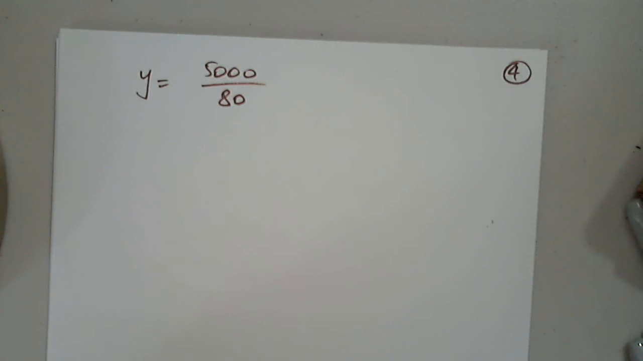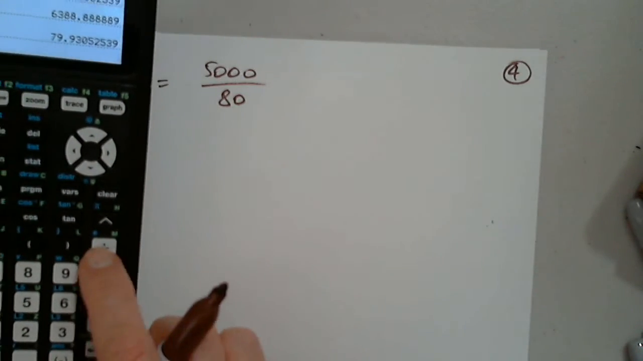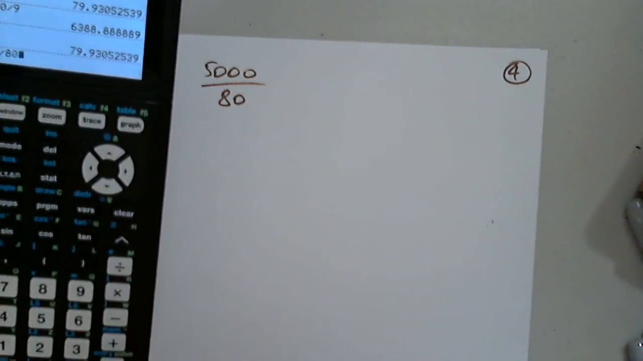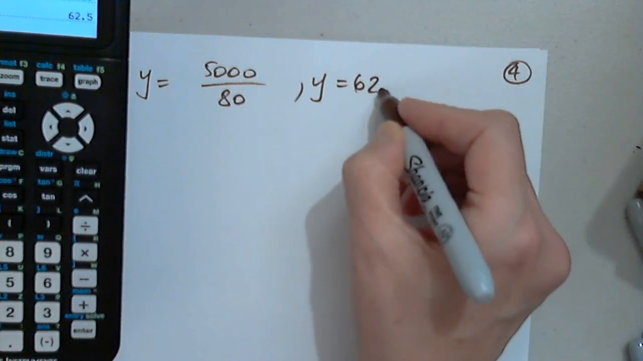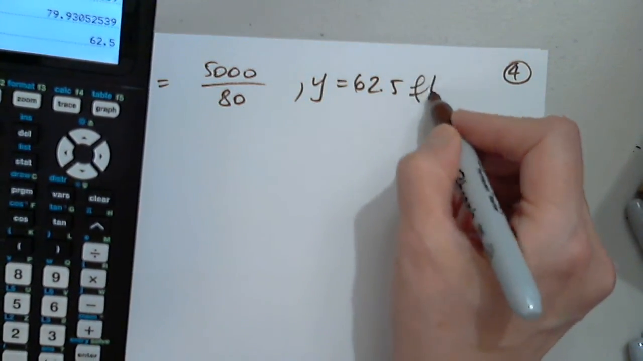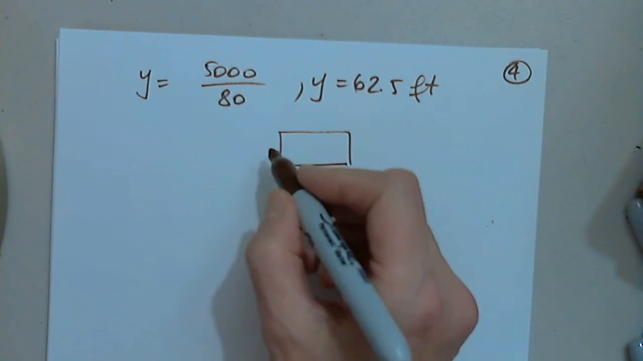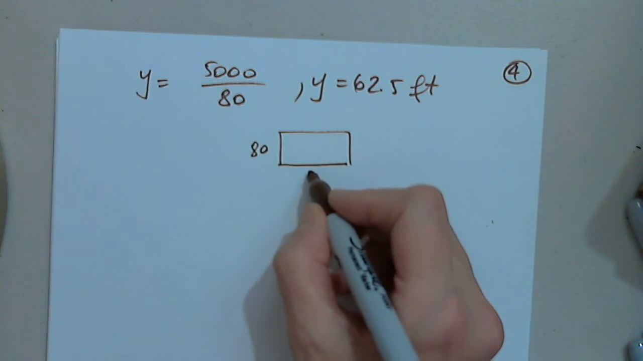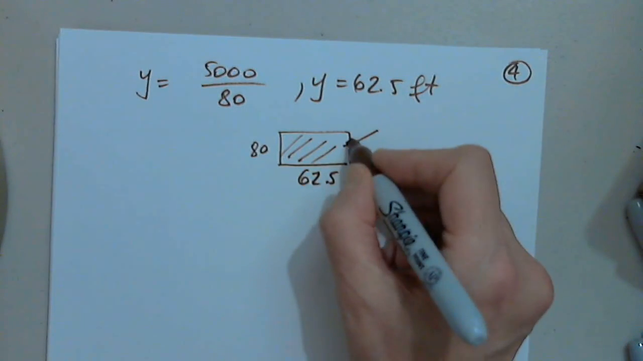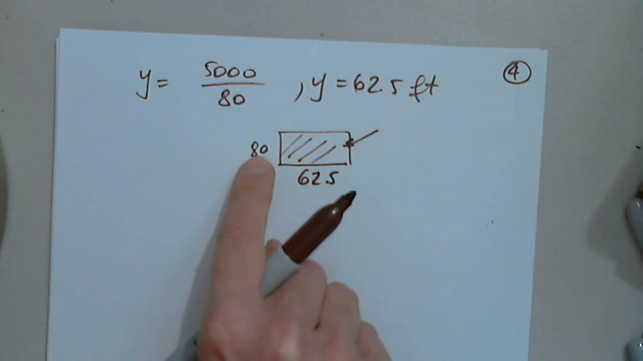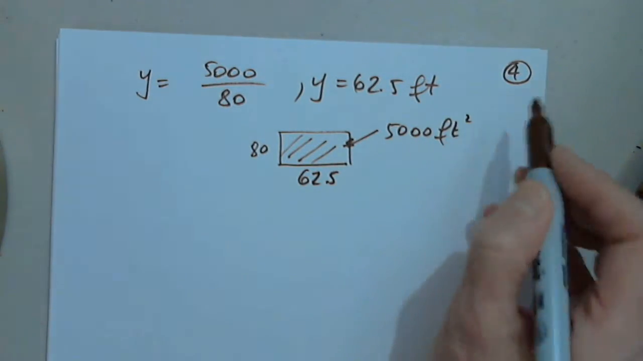Okay, so let's see what y is. So 5,000, just 500 I should have divided, but anyway. So y equals 62.5 feet. So the parking lot should be 80 by 62.5. The area has to be 5,000. It's going to be probably a little bit more because I rounded it up. So this is 5,000 square feet.